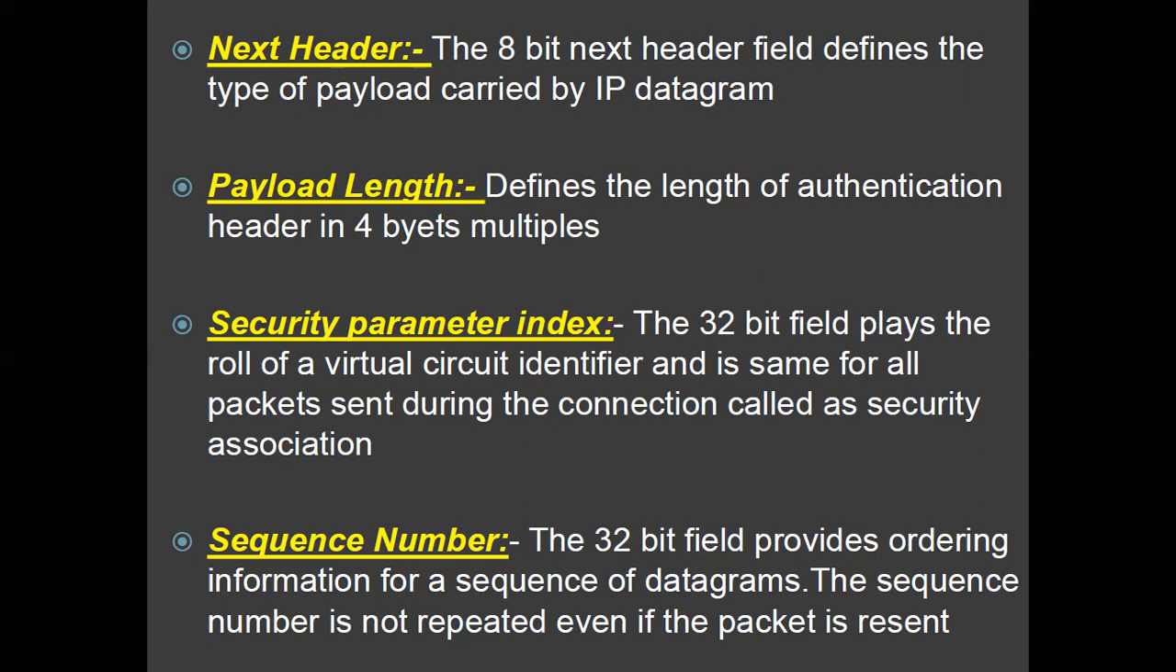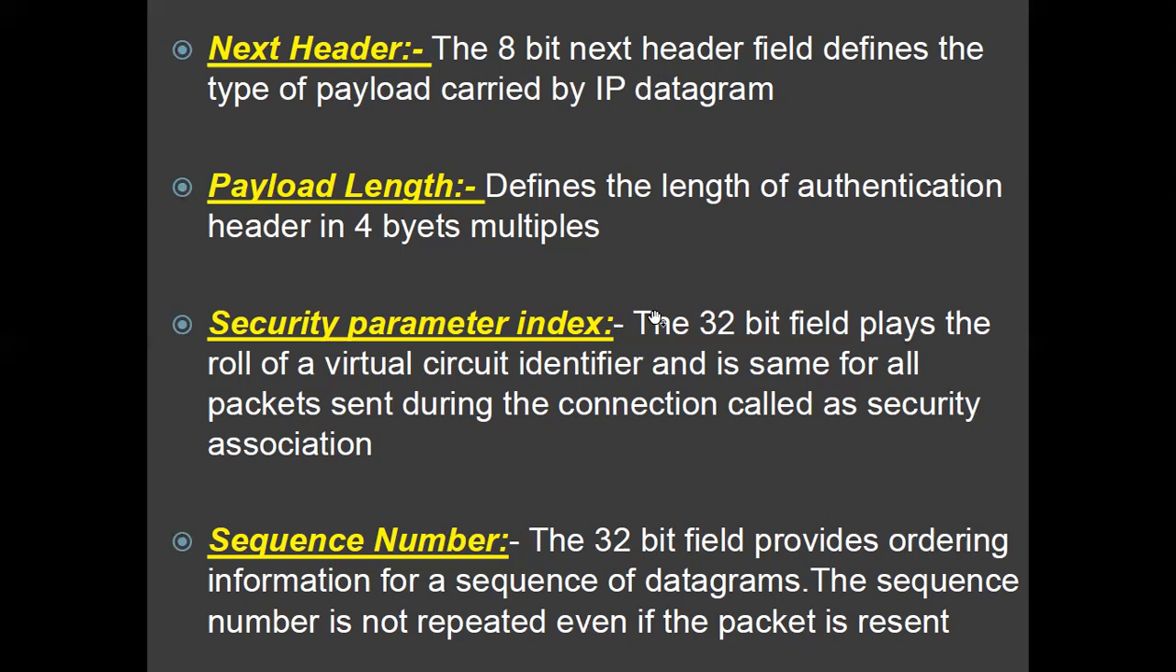And the sequence number does not wrap around after it reaches 2 raised to 32, because the size of this field is 32 bits, so it can only give sequence numbers up to 2 raised to 32. When it reaches that, we should not restart it, but a new connection has to be established. Then the next one is the authentication data field.